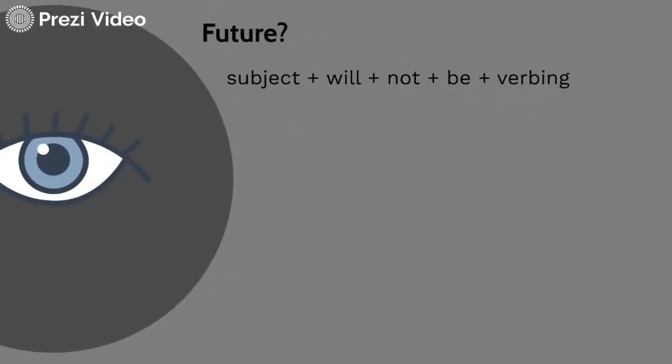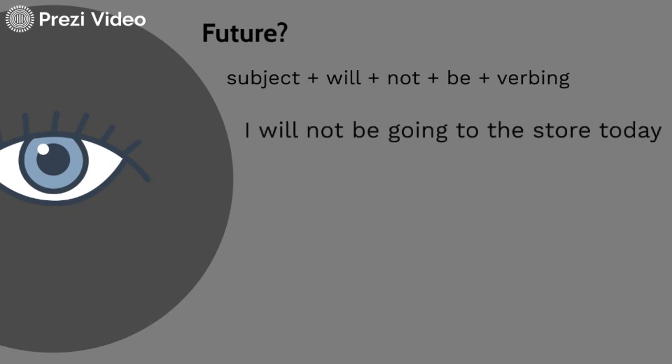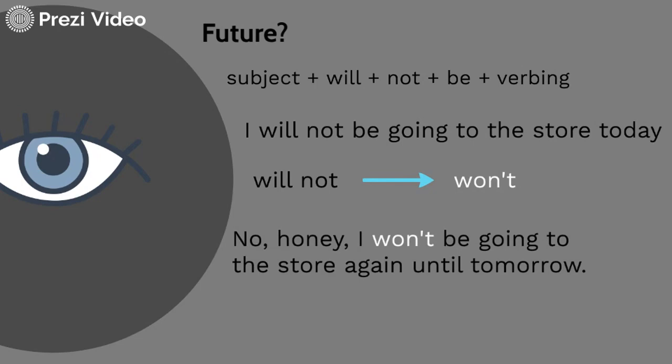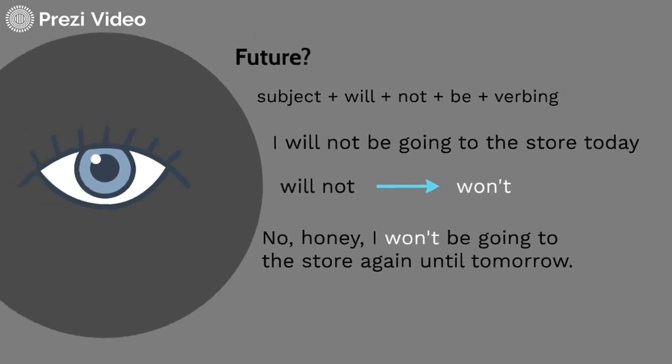Well, let's take a look with the future. Where do you put the word not? You actually put it between the will and the word be. So I will not be going to the store today. And you can also use a contraction here because will not can be combined to won't. And this is going to look like, for example, no, honey, I won't be going to the store again until tomorrow.